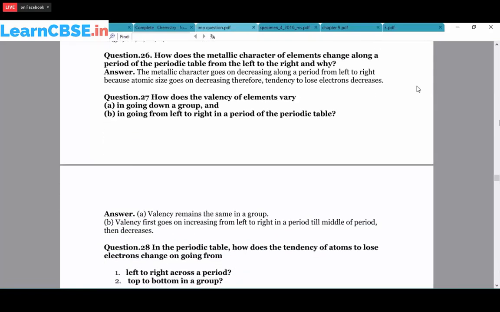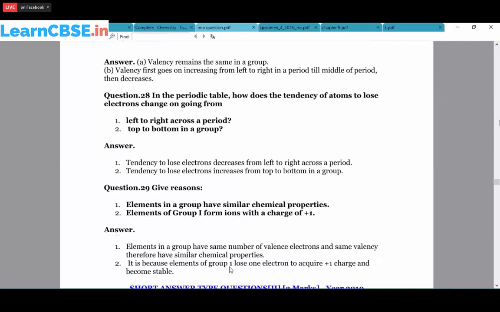How does the valency of the element vary in going down a group and in going from left to right of the periodic table? So always the valency remains the same in the group because in the group all the elements are having the same number of electrons in the outermost shell. But when we are going from left to right in the periodic table, first the valency goes on increasing till the middle of the period, then it starts decreasing.